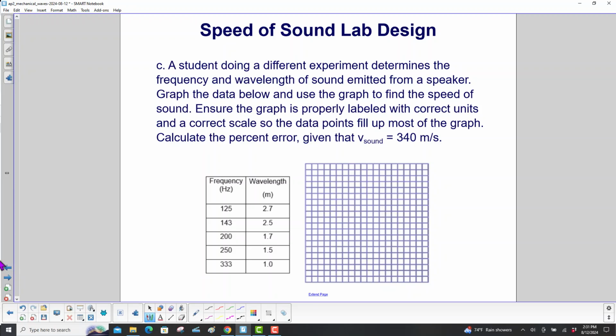A student doing a different experiment determines the frequency and wavelength of sound emitted from a speaker. Graph the data below and use the graph to find the speed of sound. Ensure the graph is properly labeled with correct units and a correct scale so the data points fill up most of the graph. Calculate the percent error given that the speed of sound is 340 meters per second.